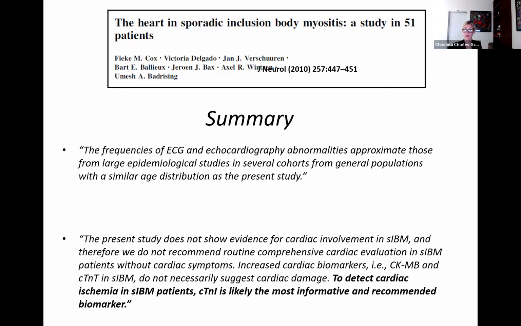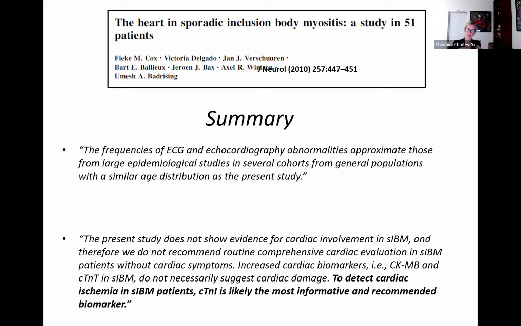And so we don't recommend routine comprehensive cardiac evaluation in IBM patients without cardiac symptoms. And again, they go into the troponin I, which I think is very valid, is the most informative and recommended biomarker. Perfect. I think this is based on their data in 51 patients. It's valid on their data. I think we need bigger studies. As I was showing you with the other IAM studies, we just need bigger numbers.